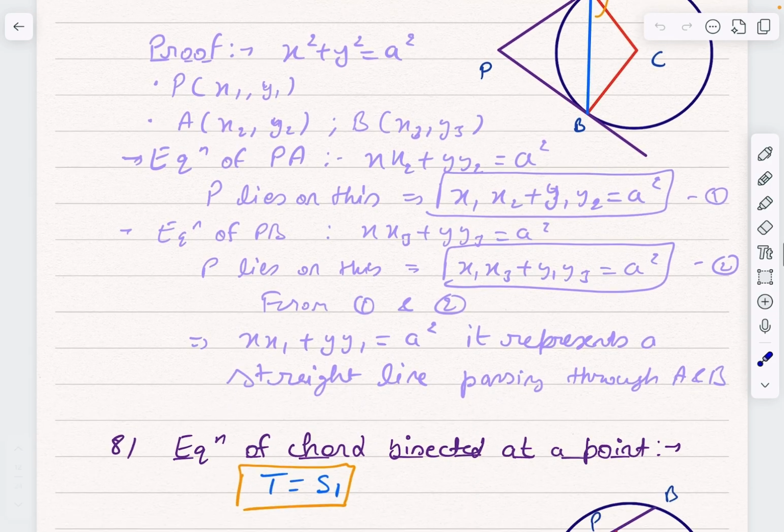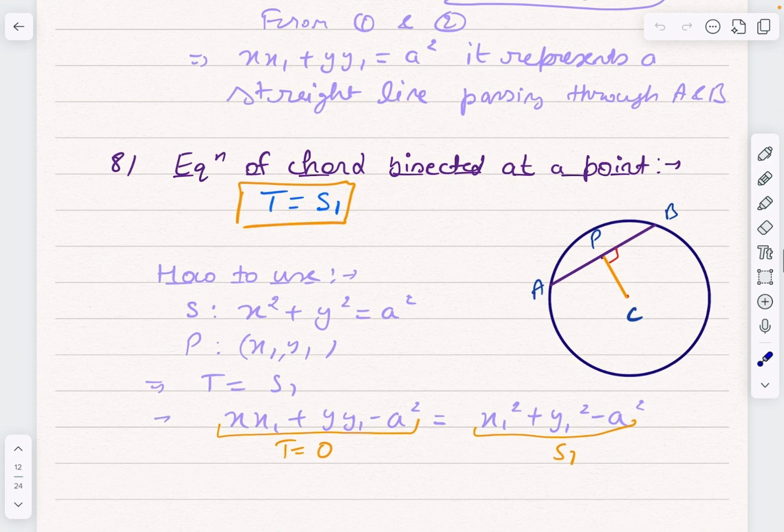Next. Equation of chord bisected at a point. So in this case, we'll have the midpoint of the chord given. We have to find the equation of the chord. So the point P, the midpoint of chord AB, is given. We have to find the equation of chord AB. And how do we find it? It's T equal to S1. What's T here? It's the same T as in T equal to 0. And what is S1 here? It is the same, the power of the point.